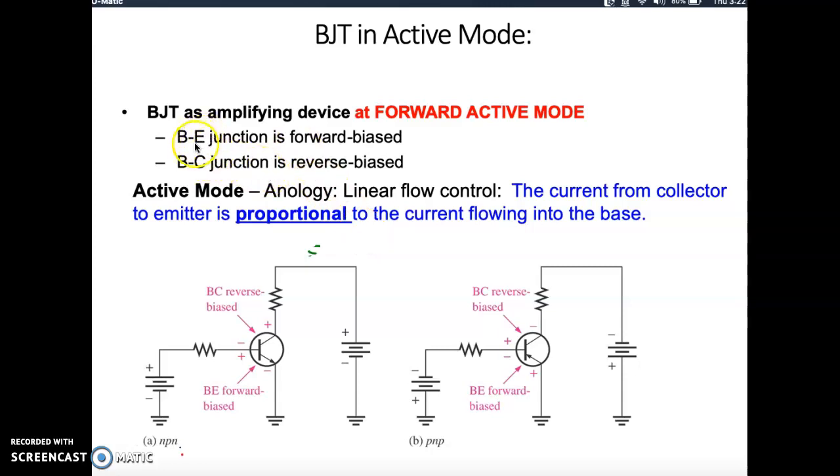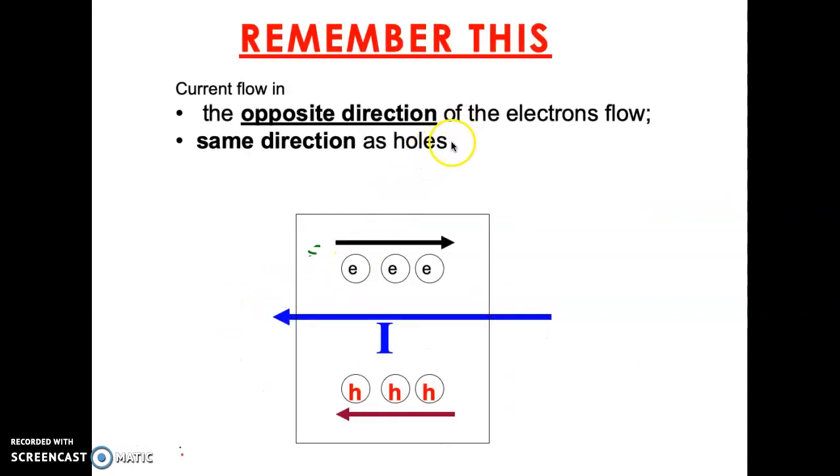So now let's take a look at what will happen when a BJT is in active mode. Your BE junction must be forward biased, and the BC junction must be reverse biased. Let's recall how the electron and current flow happen. Electron flow will always be opposite to the current. Current will follow the hole flow.